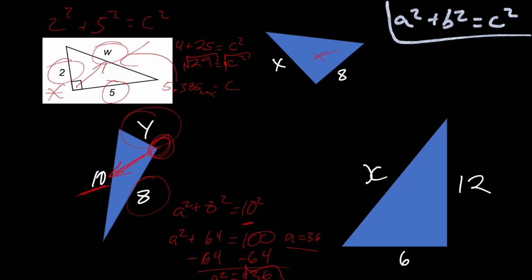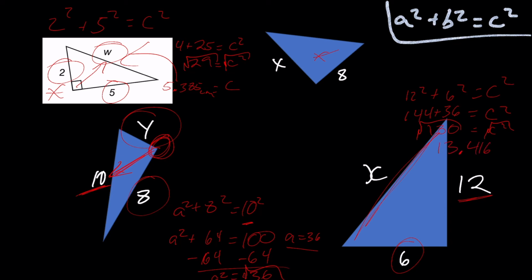All right, coming over here, I don't know the hypotenuse, so that's c squared. I do know the height, that's 12 squared, plus 6 squared. So this would be 144 plus 36, that's c squared. So this would be 180 equals c squared, and then I'm going to take the square root of both sides, and that is going to be 13.416 centimeters. And the hypotenuse here is this length.